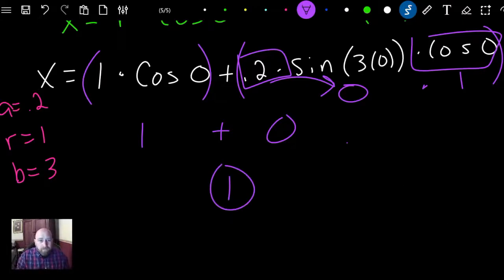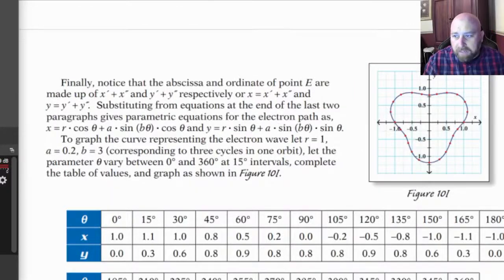So let's jump back over here to the book and take a look there. There we go. When we used 0, we got 1. The same thing is going to happen when we solve for the y. I'm not going to plug into the y just for time's sake, but I am going to go back and do the 15 degrees.